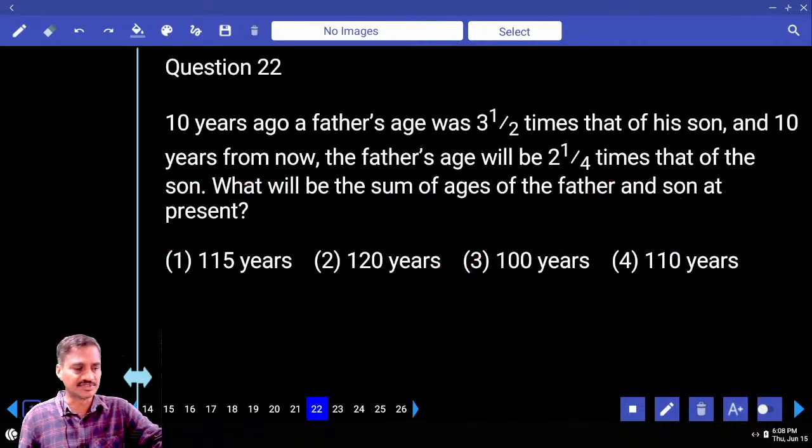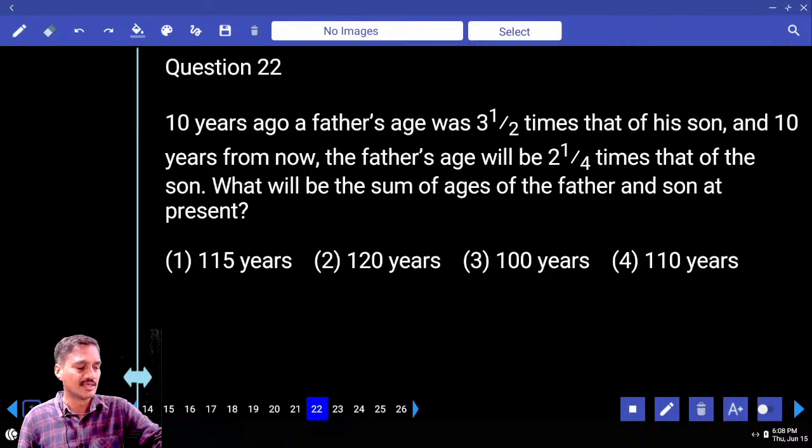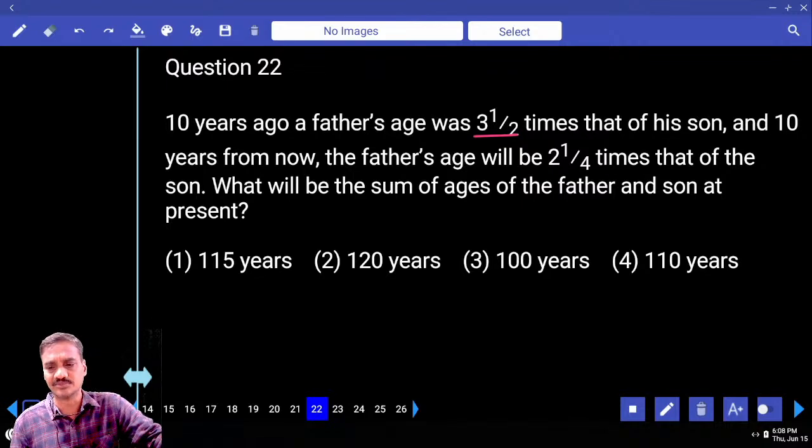Then next one, the 22nd question. Did you do the 22nd? 10 years ago, a father's age was 3.5 times that of his son, and 10 years from now his father will be 2.5 times that of the son. What will be the sum of the ages of the father and the son at present? 10 years ago, father was 3.5 times that of his son. And 10 years from now.